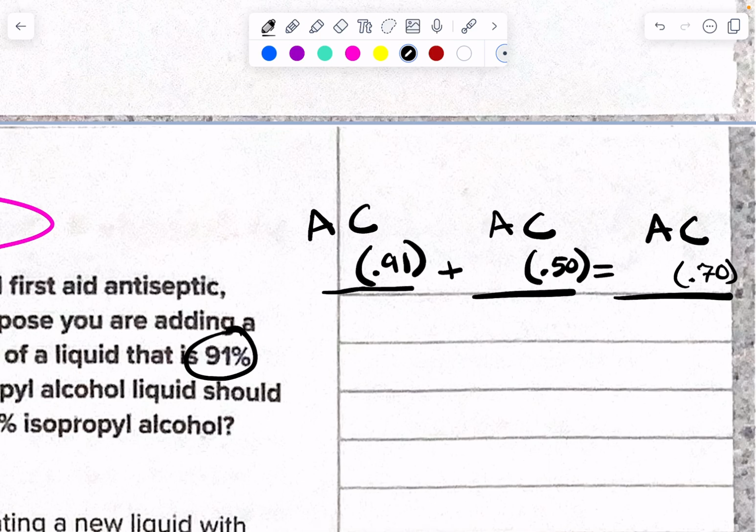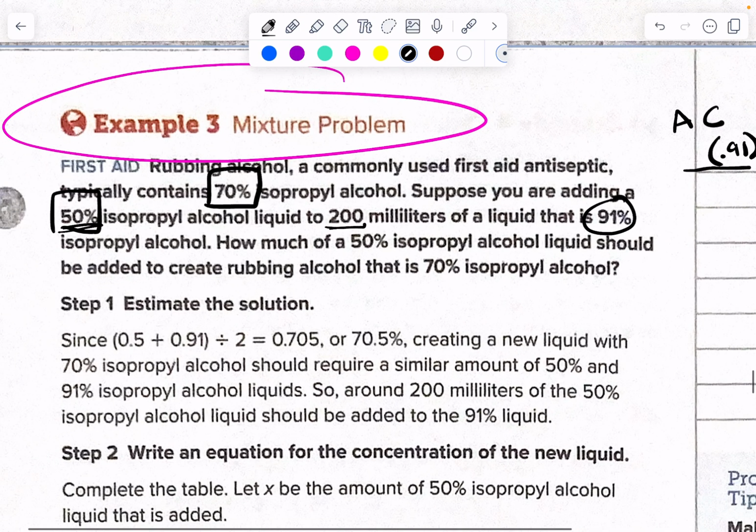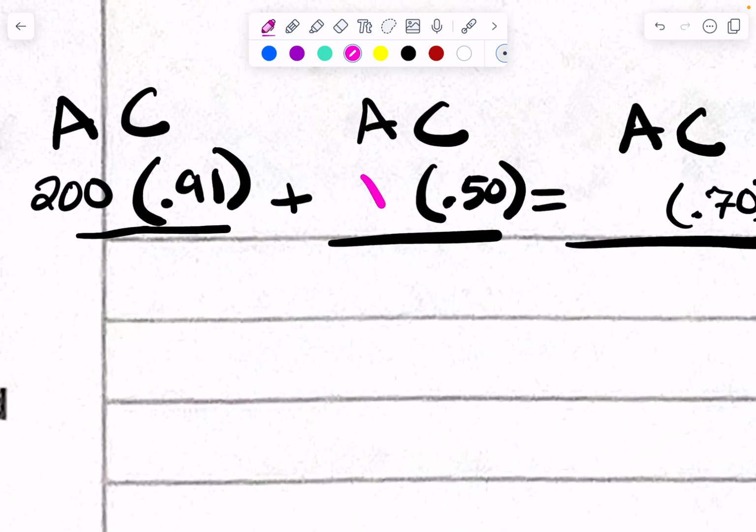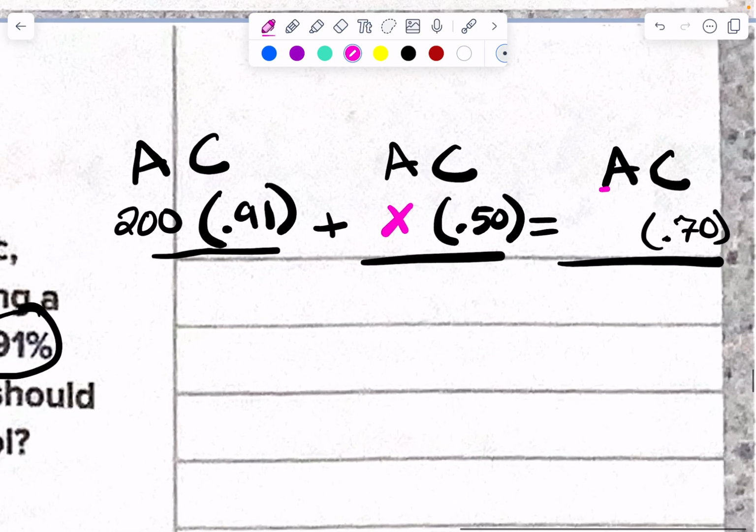Okay, so that's what I have going on here. Now I need to know amounts. So the only amount that it gives me is the 200 milliliters. All right, and that's what I'm starting with. So that's my 91% solution. I have 200 milliliters. Now I don't know how much I'm adding, so I'm going to call that X, and then my final amount, I don't know what that would be either, because let's say I'm adding 50 milliliters, right? My final solution would be 250, right? Or if I'm adding, let's say, 100, my final solution would be 300. But I don't know what X is, so I'm going to call it just 200 plus X, okay?